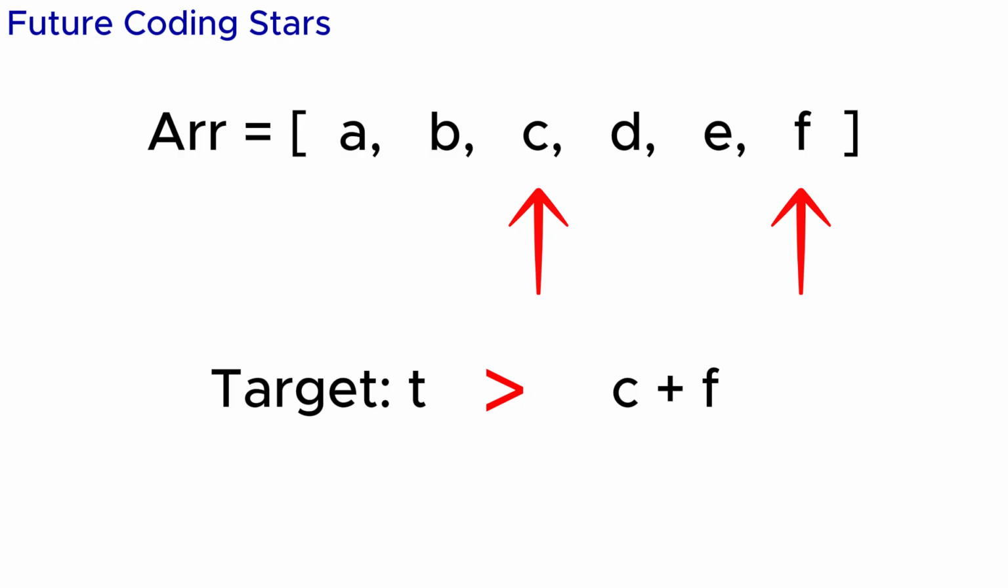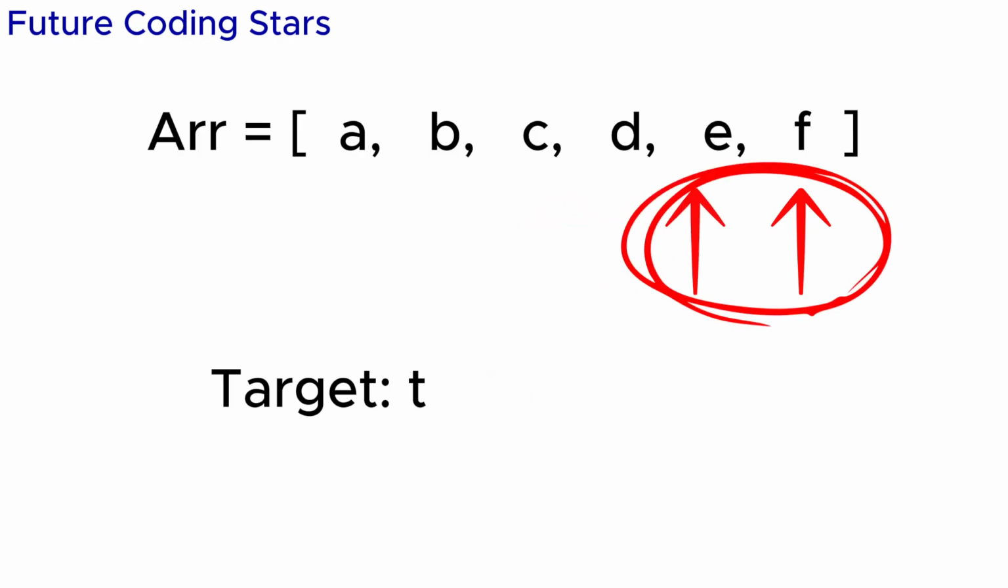The loop continues until the left pointer crosses or meets the right pointer. If the loop finishes without finding a pair equal to the target sum, then no such pair exists, and we return false.